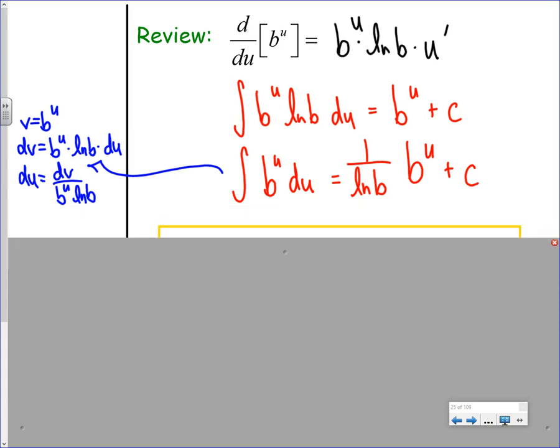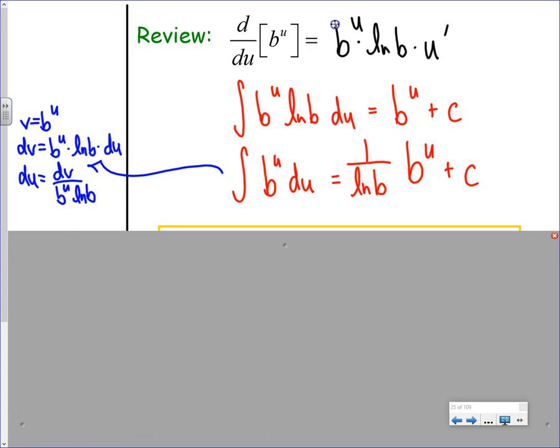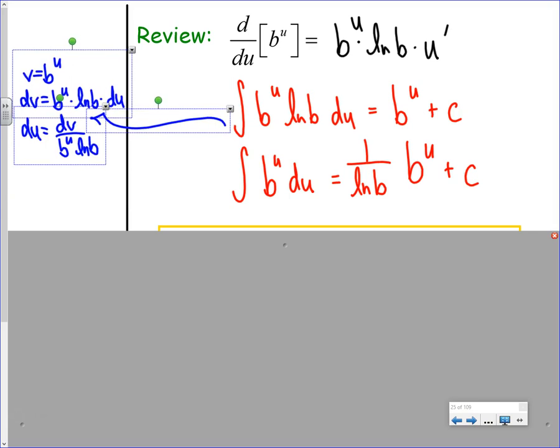Ooh, do I have space? Don't have a lot of space. I just want to show you how u sub works, even though I'm not using u's right this second because u already has a meaning.